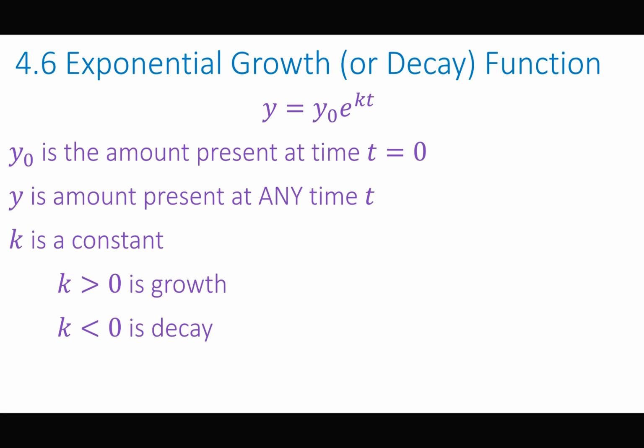K is a constant, and if k is positive, it's the growth constant, and if k is negative, it's the decay constant. So that's why I say exponential growth or decay. It's the same function. You're going to have a positive k for growth, and a negative k for a decay function.